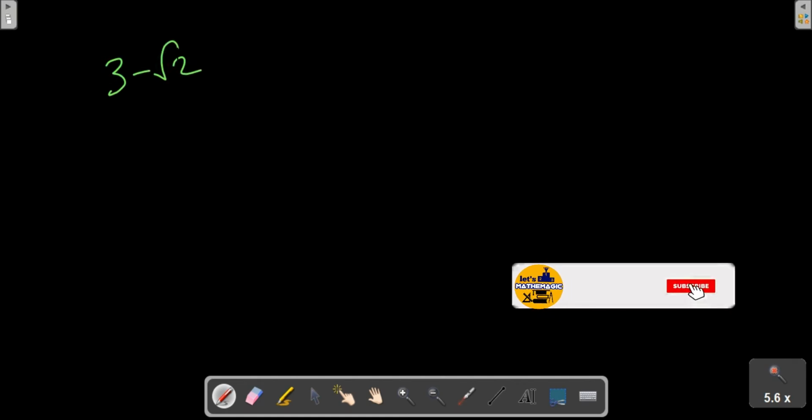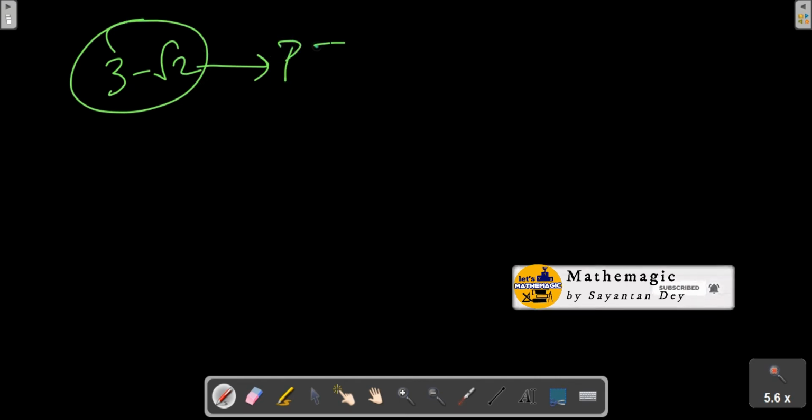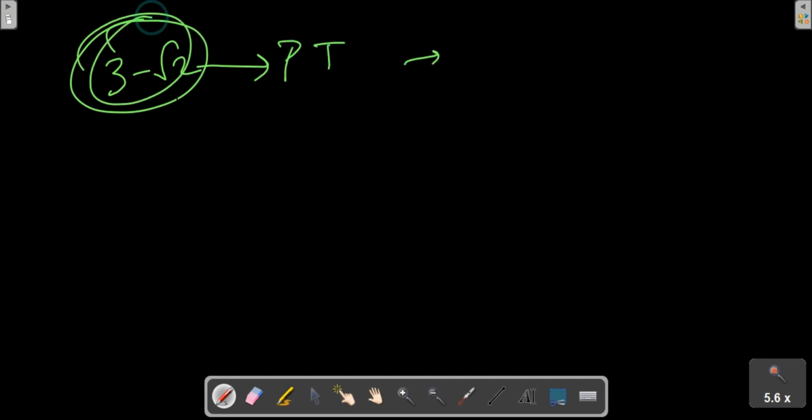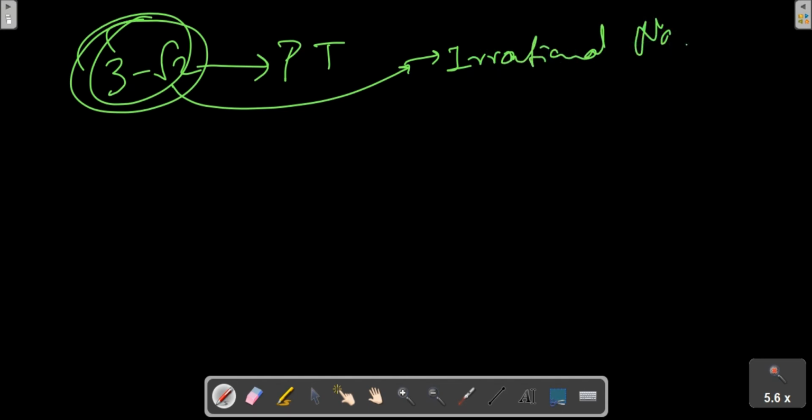In the next type, they will again ask you to show a number is irrational, but it is not a single number. They will give you a number like this, maybe 3 minus root 2. They will say prove that 3 minus root 2 itself is an irrational number. Okay, this is an irrational number. Now again we will do it in the same manner.